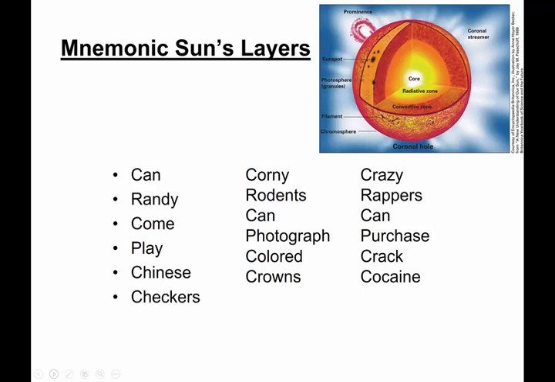Here are a couple little memory aids, mnemonic devices to help you memorize the layers of the sun. I don't know which one is going to speak to you, but here are some of them. So, can Randy come play Chinese checkers? For core, radiative zone, conductive zone or convective zone, photosphere, chromosphere, corona. Corny rodents can photograph colored crowns. And crazy rappers can purchase crack cocaine.